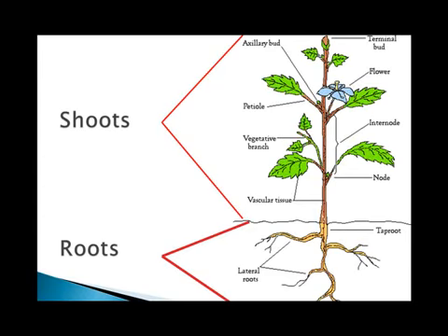The plant's descending parts, or the roots, usually grow below ground. They absorb water and minerals from soil and conduct them upward, and they store food. They also anchor and support the plant.